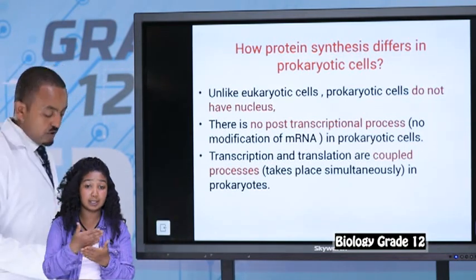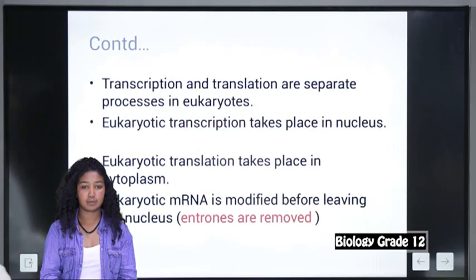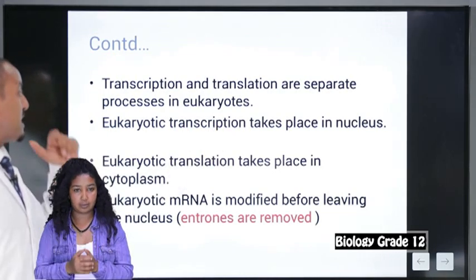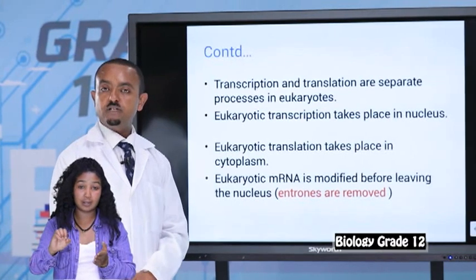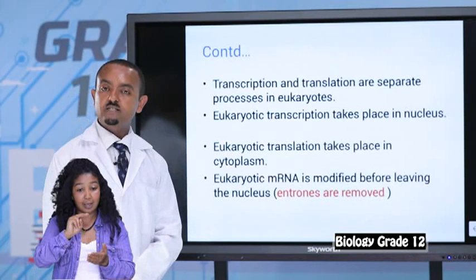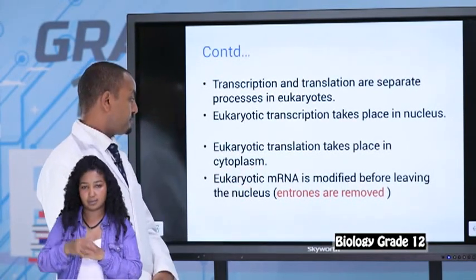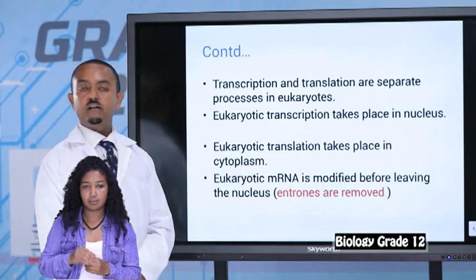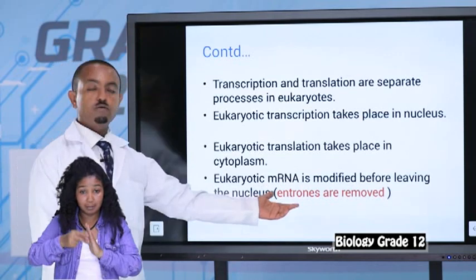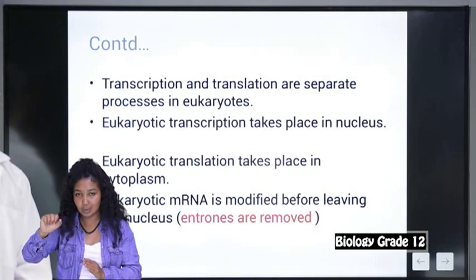The next thing that we are going to see is that transcription and translation are separate in eukaryotes. Eukaryotic transcription takes place in the nucleus, and eukaryotic translation takes place in the cytoplasm. Eukaryotic mRNA is modified before leaving the nucleus. That means introns are removed or cleaved from mRNA.